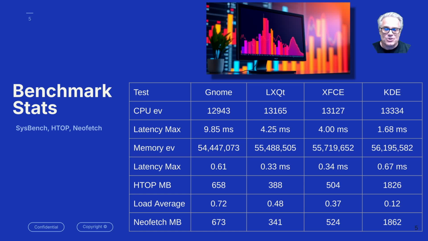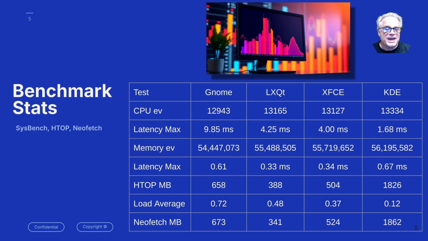But what I did notice was when we looked at the load average, once the desktop environment was loaded, how quickly things load into that space. Gnome, as expected, came in slow, 0.72. The two lightweights, pretty quick, 0.48, and XFCE at 0.37.